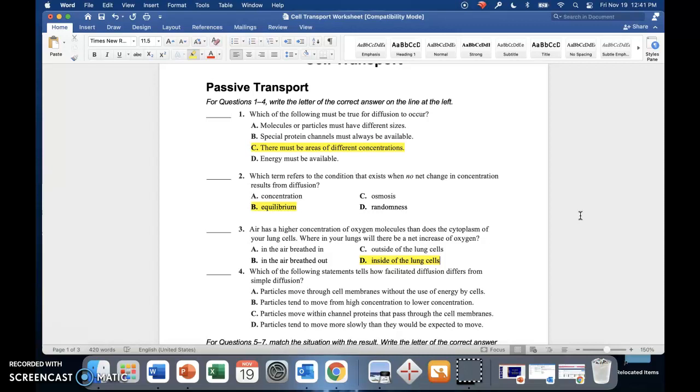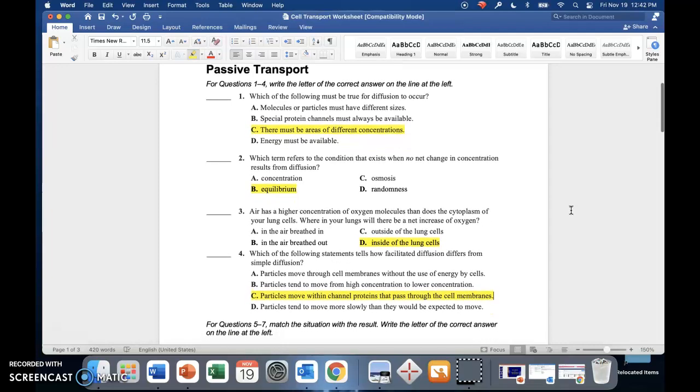We're still moving stuff from high concentration to low concentration. So in order to do that, we have to use what are called channel proteins that allow these larger particles to pass through. So again, for questions 1, 2, 3, and 4, we have letter C, letter B, letter D, and letter C. Again, I'll double check, make sure you have the right answers. If you did miss one, just correct your answer before resubmitting your assignment.